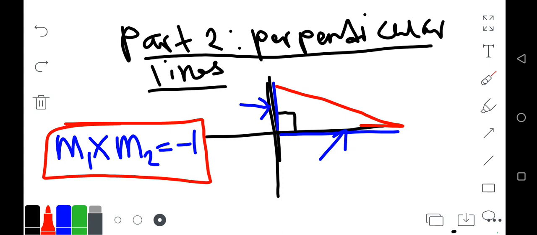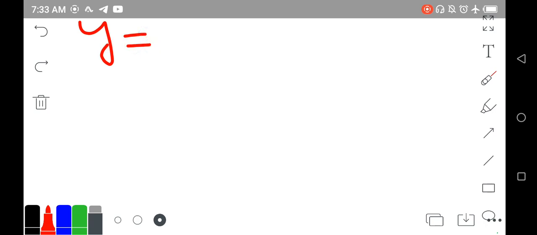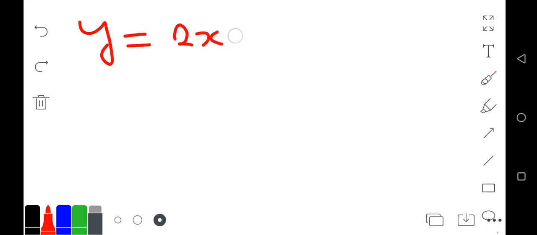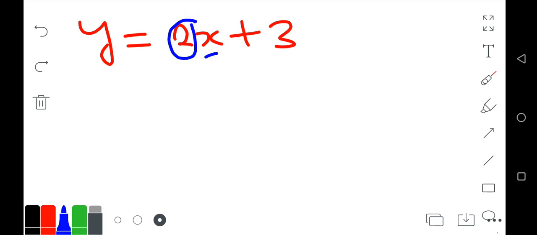So now what you're saying is that if I have an equation, let's say y equals 2x plus 3. Now, I'm giving you a basic equation. So when you look at the coefficient of x, the coefficient of x is just 2. And in this equation, your gradient is just simply 2.